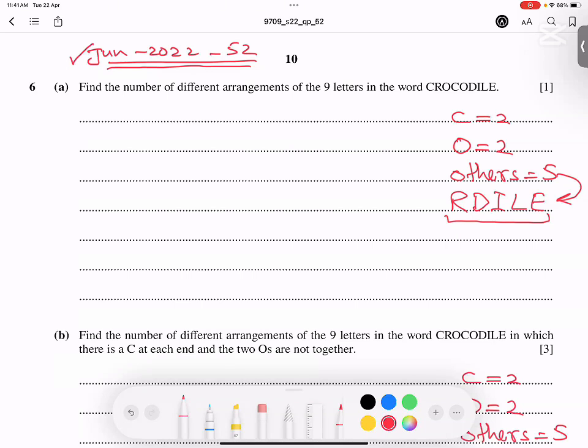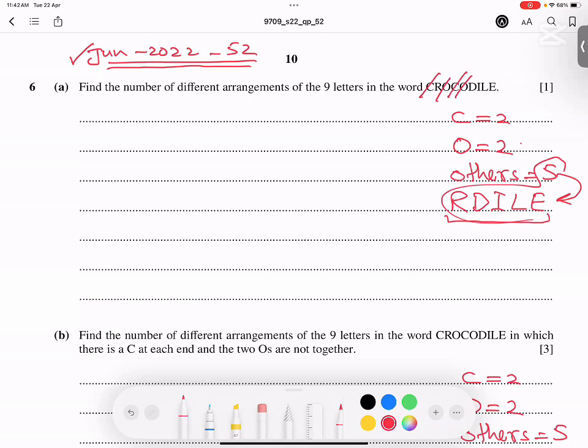Topic is permutation combination. So I have some planning already here. Number of different arrangements of the 9 letters total in the word crocodile. So 2 C's are repeating. I copied here. 2 O's are there. I copied here. And how many others? You can see R, D, I, L, E, which are the others. You can see 5 others.